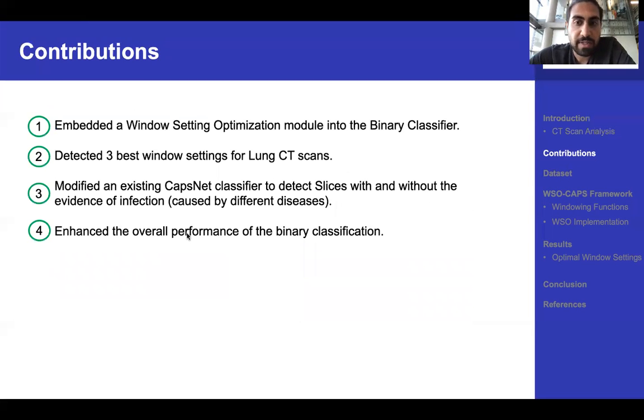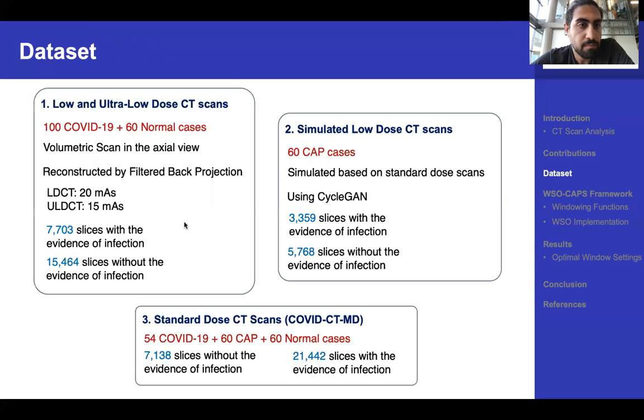In this study, we embedded a window setting optimization module into the binary classifier. We detected three best window settings that can be used to analyze lung CT scans, and we modified an existing capsule network-based classifier to detect the slices with and without the evidence of infection. These infections can be caused by different diseases. And finally, we enhanced the performance of the binary classification.